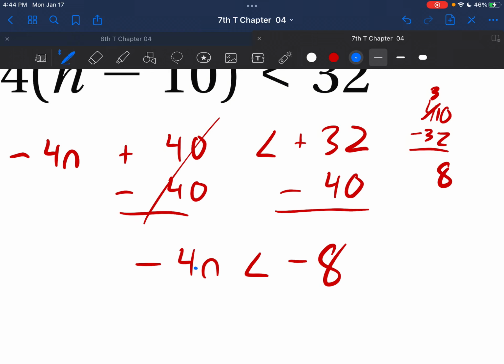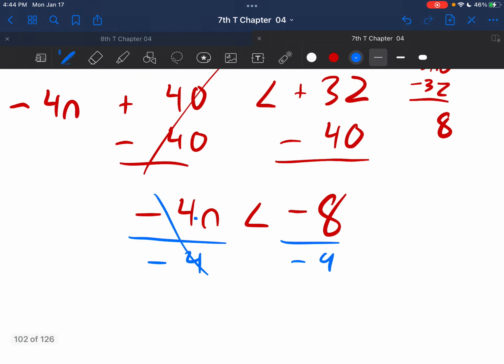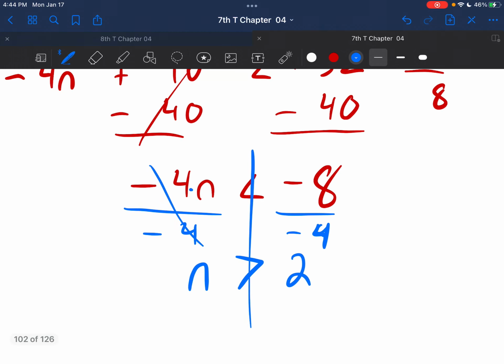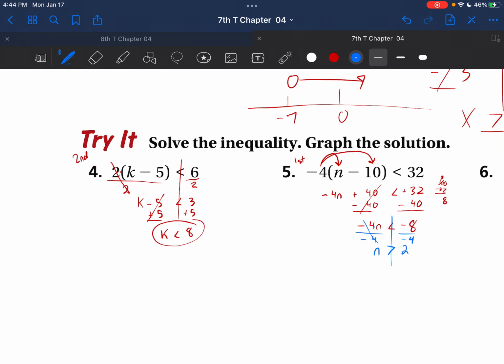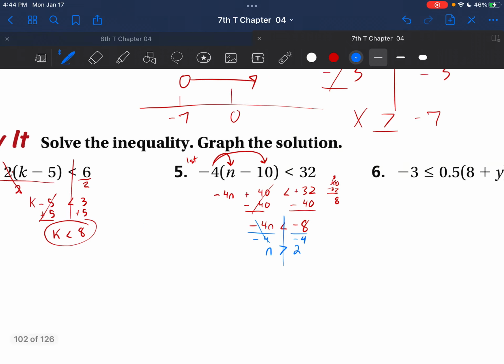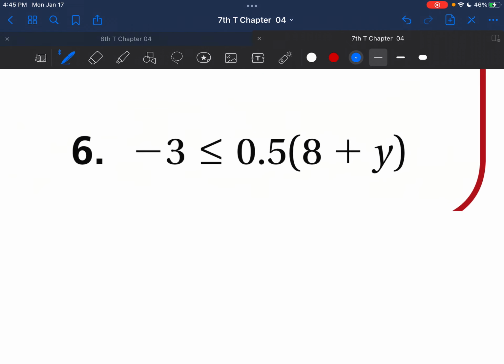What is the opposite of multiplying by negative 4? That is dividing by negative 4. Divide by negative 4. You now have, remember, if you divide by a negative or multiply by a negative, you have to flip the sign. So now I have n is greater than negative 8 divided by negative 4 is positive 2. Okay, so this one looks like it was a little bit more work than the other one. But all you need to do is figure out which way is the fastest. All right, let's do the last one.